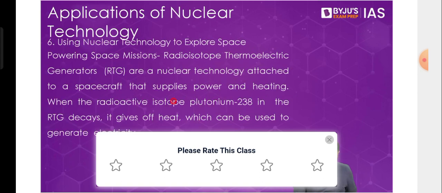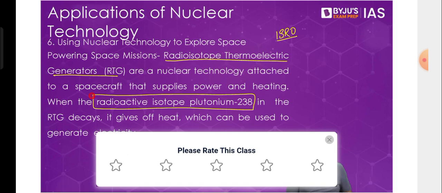And then there is something that ISRO has now started working on, and this is radioisotope thermoelectric generators, or RTGs. In the case of RTGs, we are using the radioactive isotope plutonium 238. Plutonium 238 will be used for power generation, where you are going into, let's say, a deep space mission.